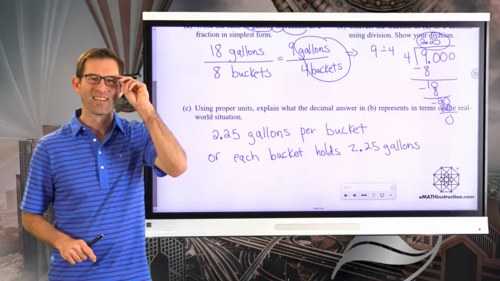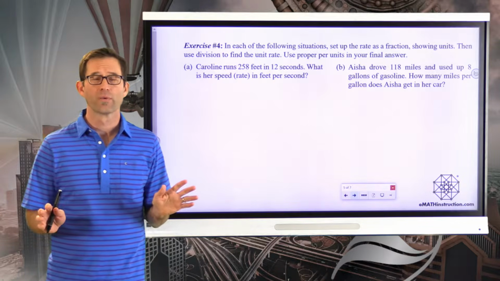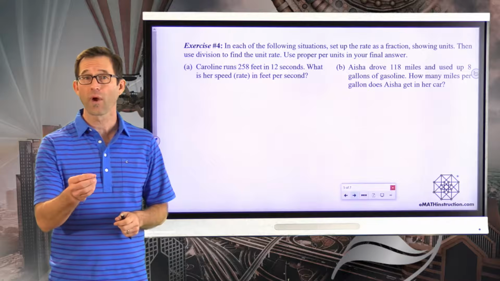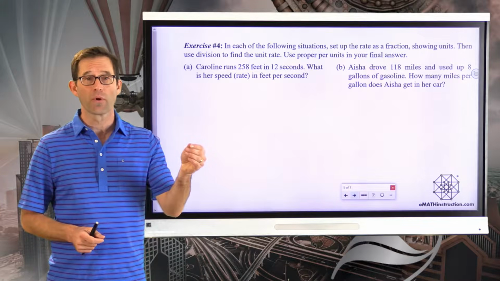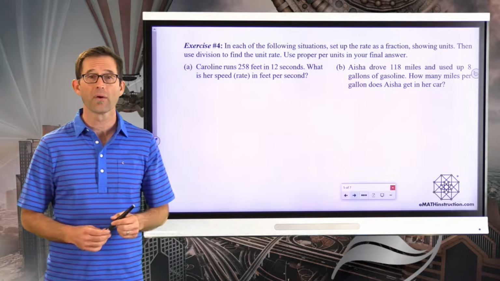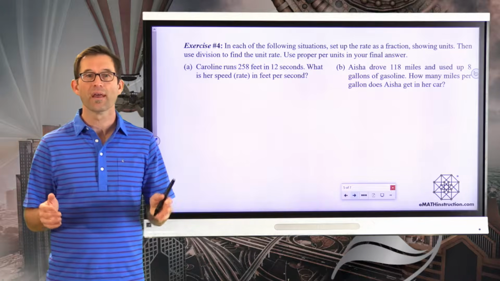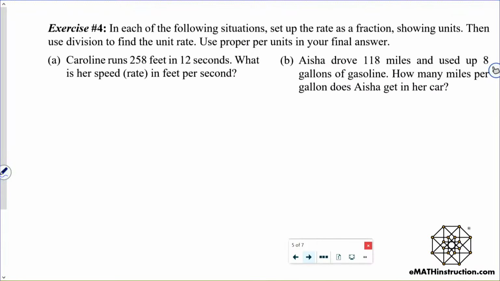All right, let's keep going. So, unit rates are amazingly important. And we can always find them by setting up a ratio in fraction form, then dividing the numerator by the denominator, which is what a fraction really is, the numerator divided by the denominator, and then have appropriate units. Let's see how that plays out in exercise number 4. In each of the following situations, set up a rate as a fraction showing units. Then use division to find the unit rate. Use proper per units in your final answer. All right, great, let's take a look.